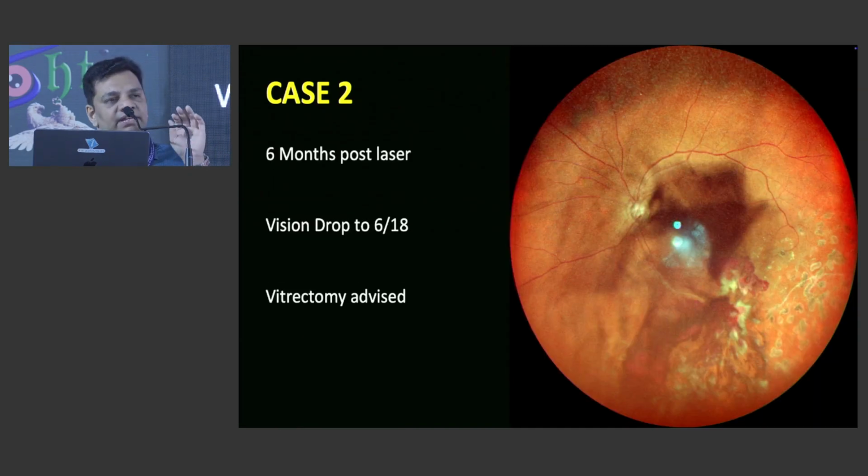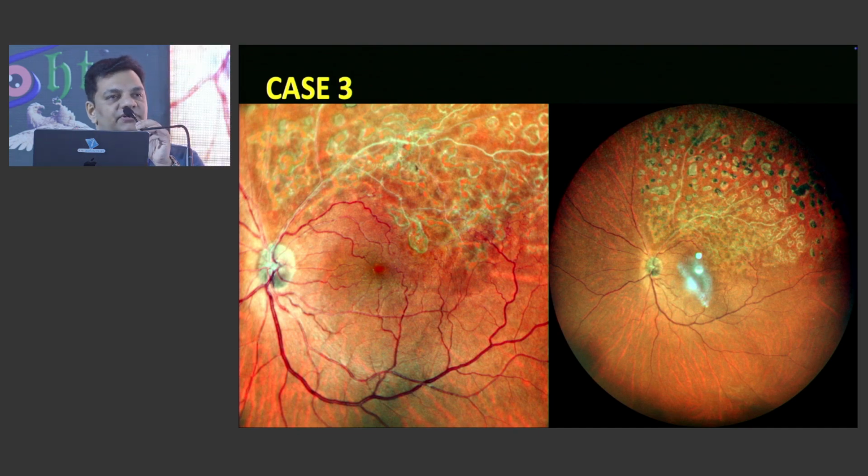Now the initial treatment in this patient will be to laser, and then you need to closely follow up. This is close follow-up after the laser. However, 6 months after the laser, there was a vision drop to 6/18. Now the patient has vitreous hemorrhage, and here the patient was advised vitrectomy. But the first treatment will always be a laser. So let's look at the third case.